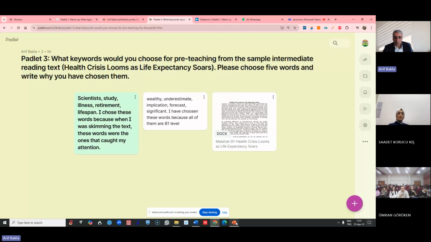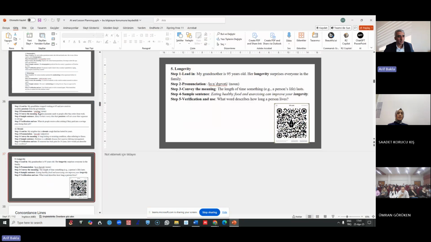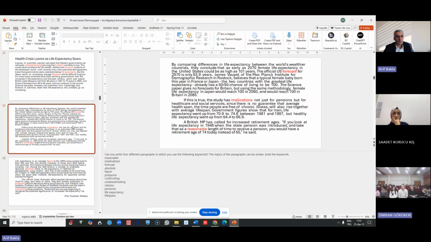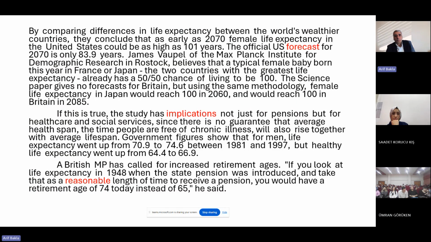So I'll come back to my presentation quickly. So here, friends, if I were to choose words, I would choose the words among these: underestimating, citizens, pensions, life expectancy, lifespan, forecast, implications, reasonable, figure, absolute, postpone, and confronting. These words might be useful for students, and probably intermediate students may not know them. So these words will be okay.